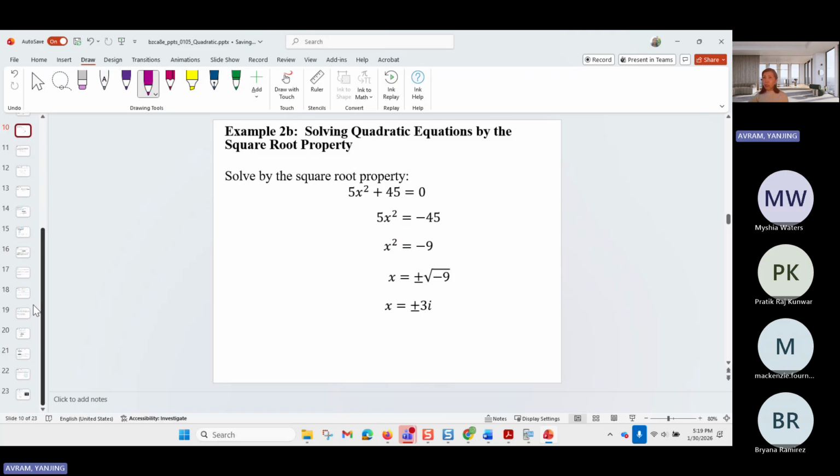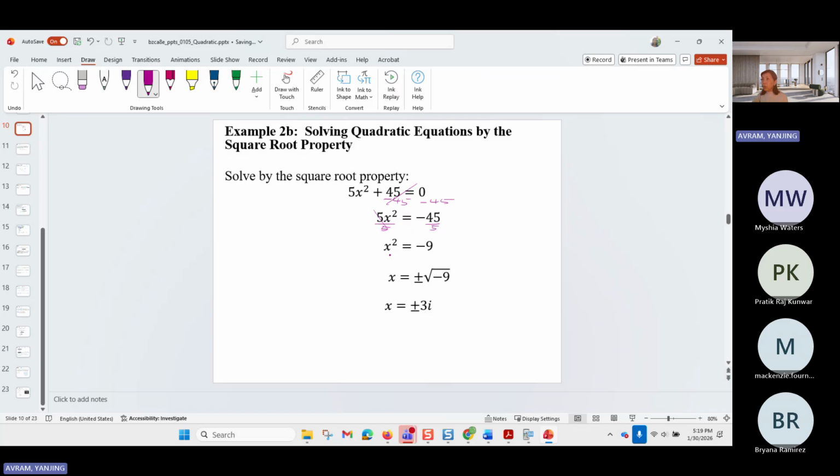Okay, solving this equation here, you have 5x squared plus 45 equal to 0. So we need to isolate the x. So minus 45 on both sides. Okay, so this cancels out. So I have 5x squared equal to negative 45. And then we need to divide both sides by 5. So 5 and 5 cancel out, and then negative 45 divided by 5 is negative 9.